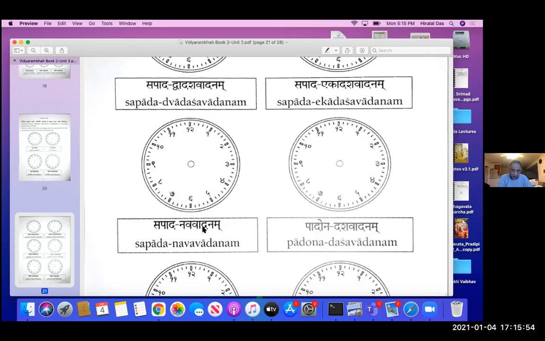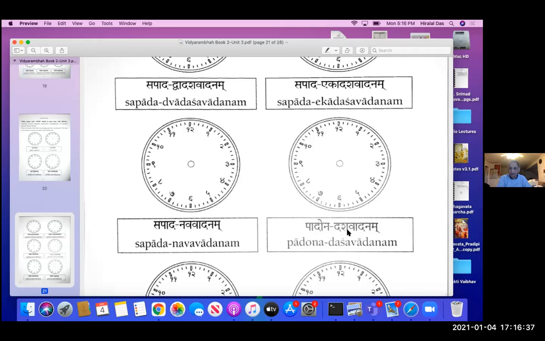Then depending on what number this is, Navavadanam, so 9 past, we are somewhere here. If it is in the middle, it is Sardha. But if it is here, at the quarter place, it is Sapad Navavadanam. Okay, next person can say this, Padona. Remember, 3 is Sapad, 6 is Sardha, 9 is Padon for the long hand, and then the short hand depends on the number. Padona Dasvadanam. This is a little tricky.